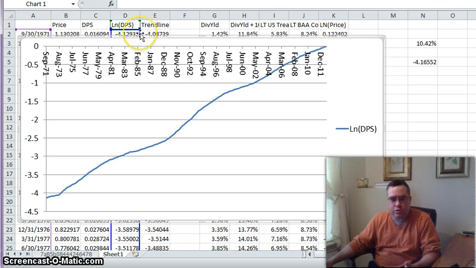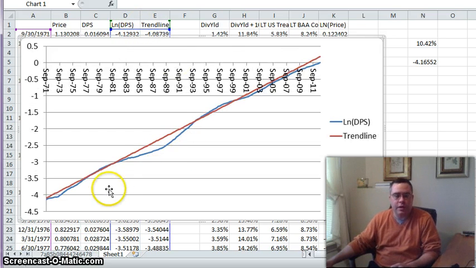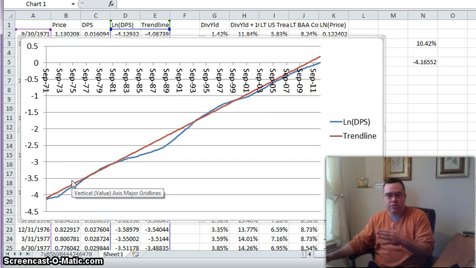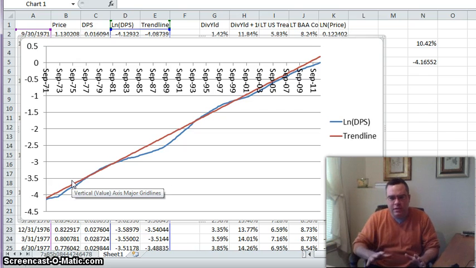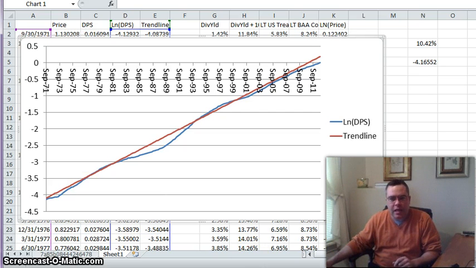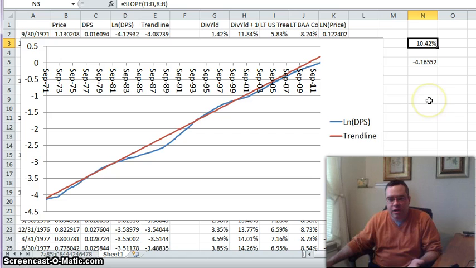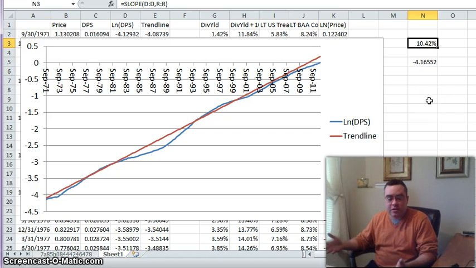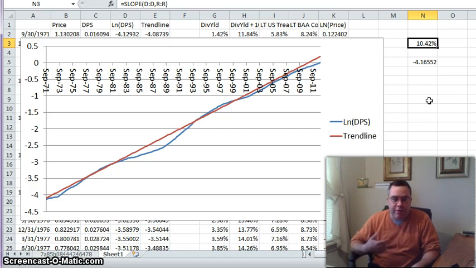The first thing you would do if you were doing this in practice is figure out, well, how fast are dividends growing? So I fit this red line. It's just a straight line fit to it. This is a real basic way, but if you find the slope of that line, it's 10.42% a year, which is, on average, since the 70s, how fast the dividends of Coca-Cola have been growing.